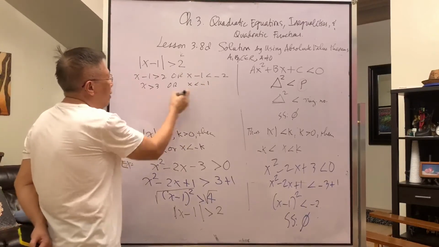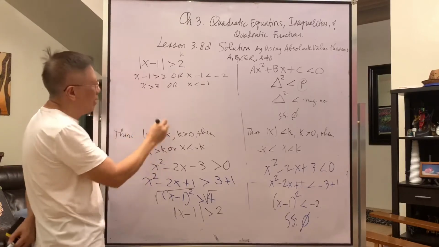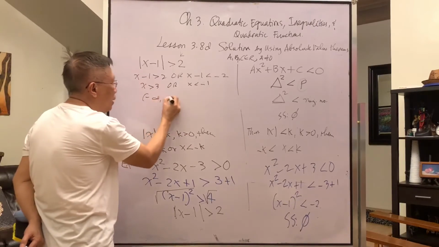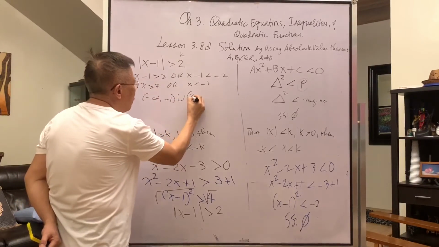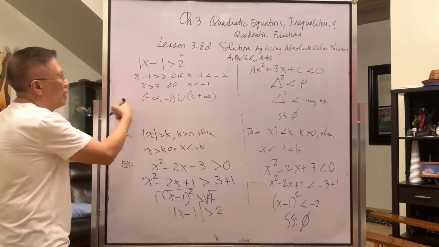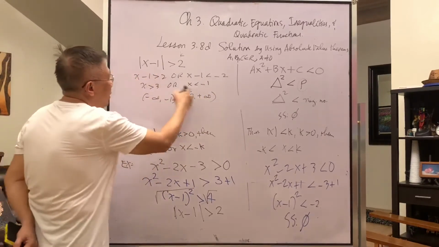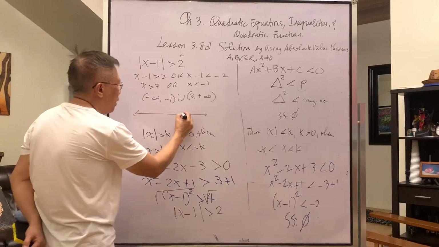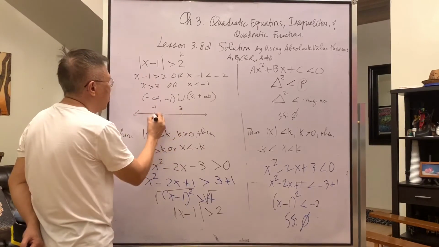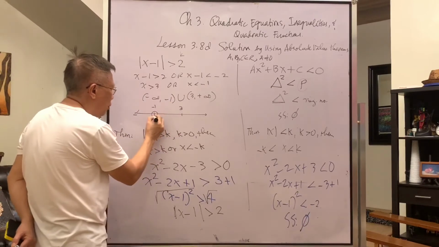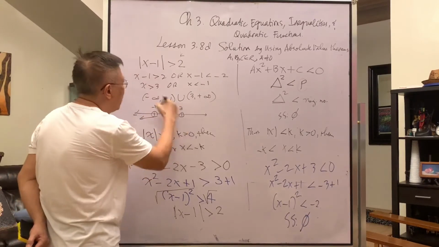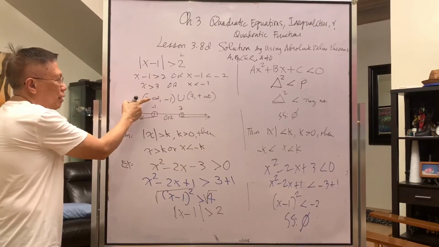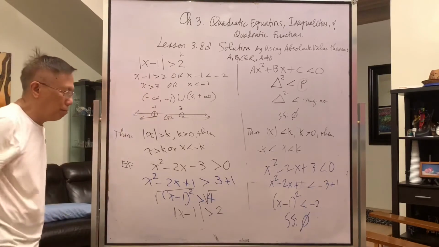In terms of interval form, I have here, I'll write this first, from negative infinity to negative 1, union from 3 to positive infinity. That's the solution set of this inequality. Or you can graph your solution set. I have here 3, I have here negative 1. X less than negative 1 is going to the left, or x greater than 3, this is going to the right. This is the graphical form, this is the interval form, and you can have this in set form.